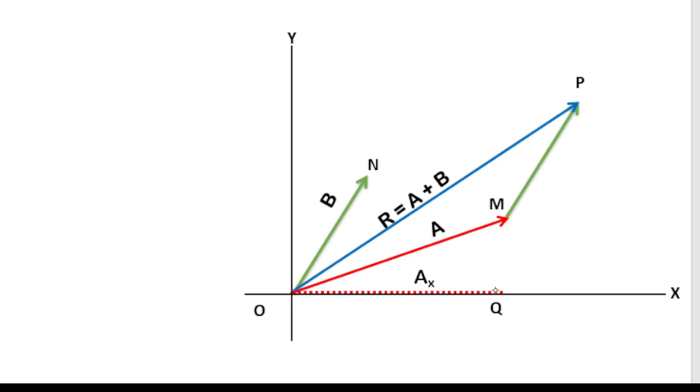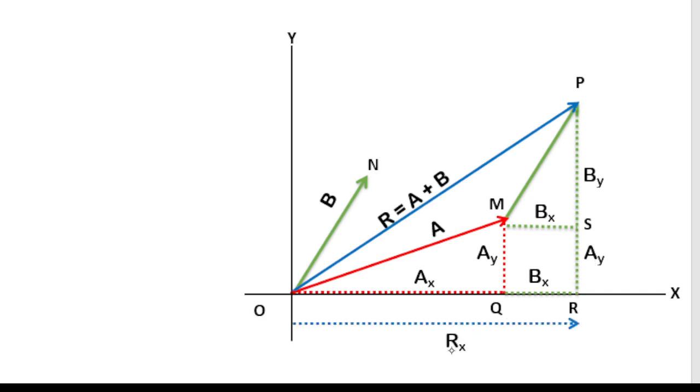Here Ax represents the x component of vector A and QM represents the y component of vector A. Same as, Bx represents the x component of vector B and By represents the y component of vector B. Same as, QR represents the Bx and RS represents Ay.